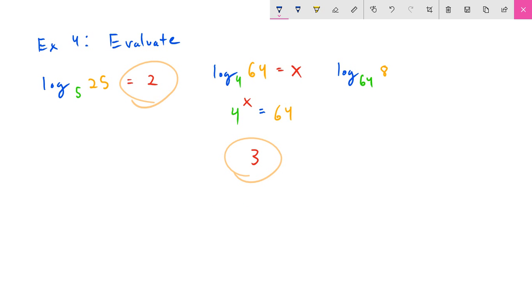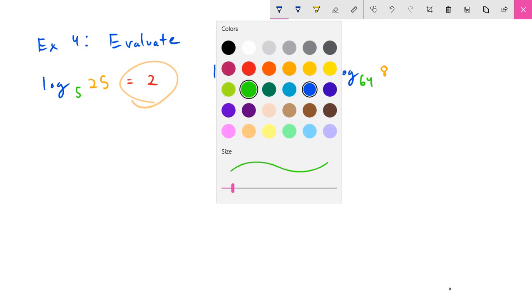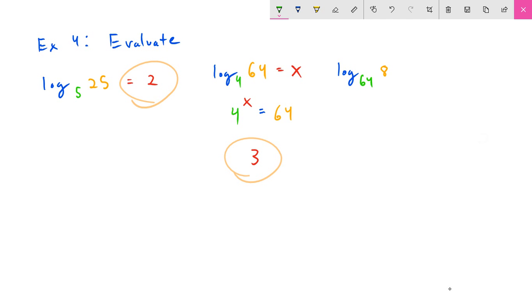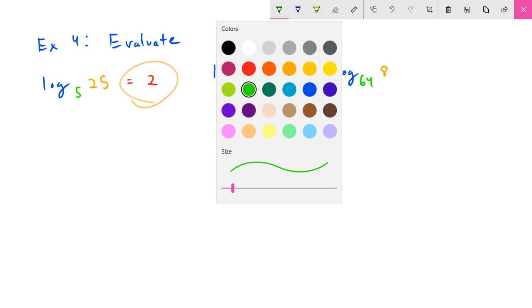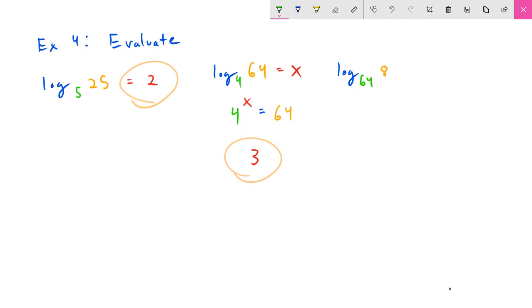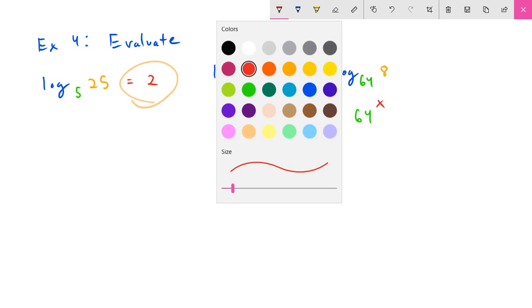Okay, but how would you do this one? Log base 64 of 8. 64 times 64 times 64 times 64? Whoa, no. We're trying to find what this equals. This one, let's write it into exponential form. How would we write this one into exponential form right here? 64 to the x, right? That's what you talked about.